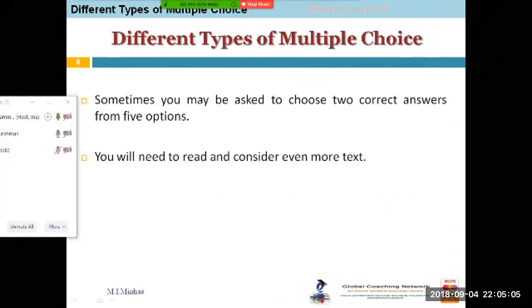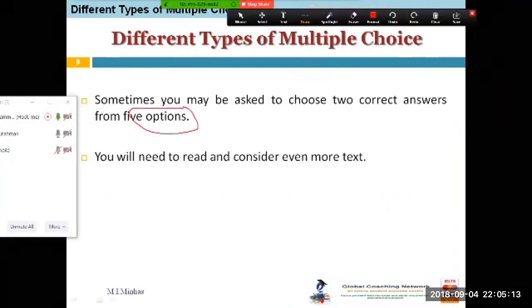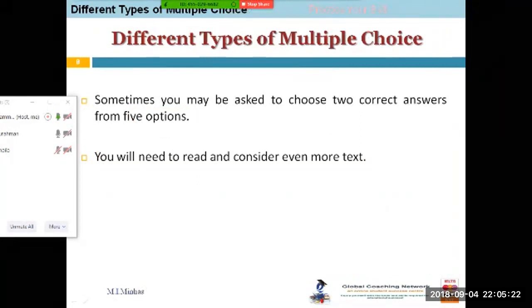Different types of multiple choice questions. Sometimes you may be asked to choose two correct answers among 5 options. To answer these kinds of questions, you will need to read and consider even more text, because now you have to answer 2 questions. Okay?